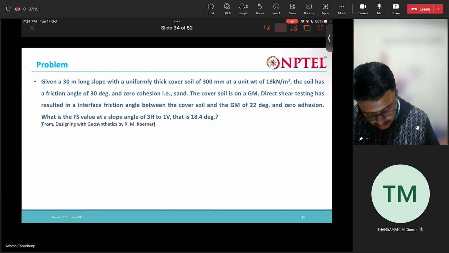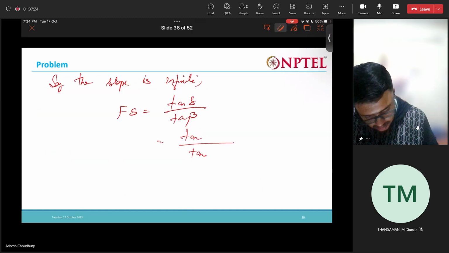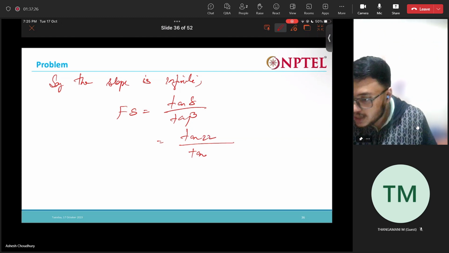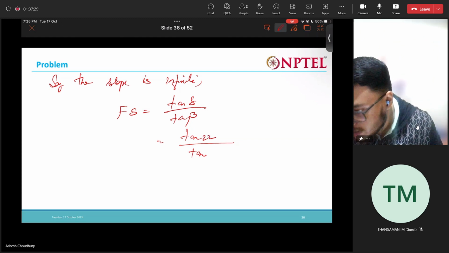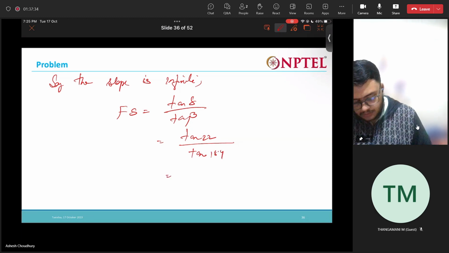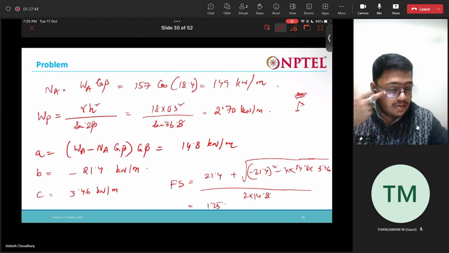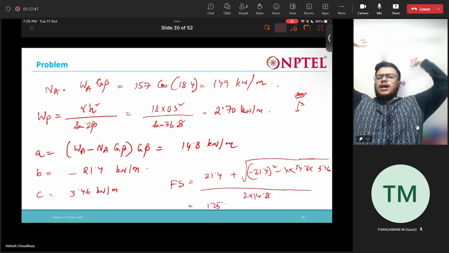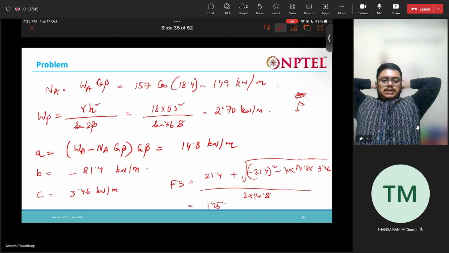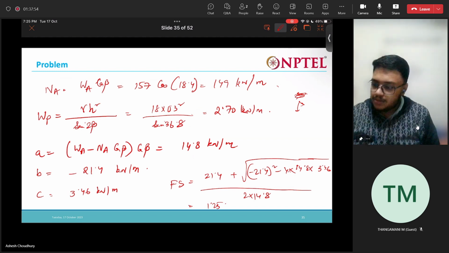22 degrees. Sorry, 22 degrees is the angle, right? Not 23.4, it is 22. And what is beta? Beta is how much? 18.4. So how much will the factor of safety be? Right. So if you consider the slope as infinite, you can see that the factor of safety is a little bit lesser.